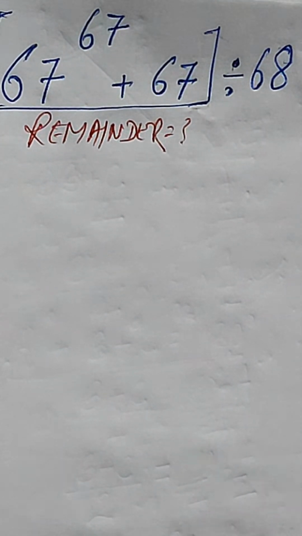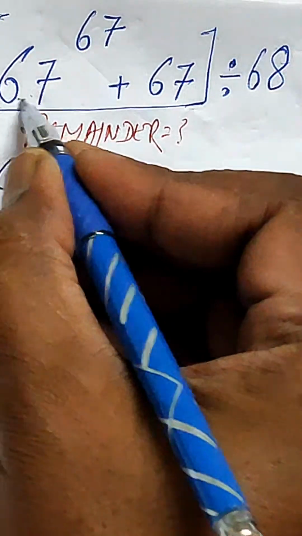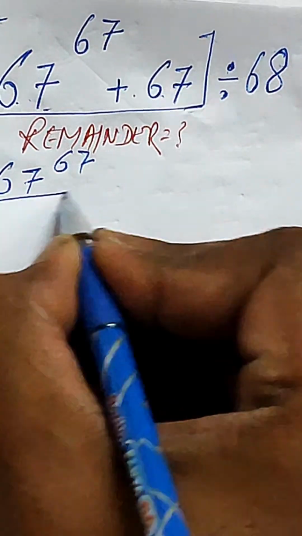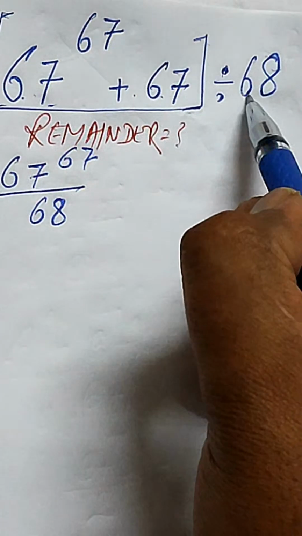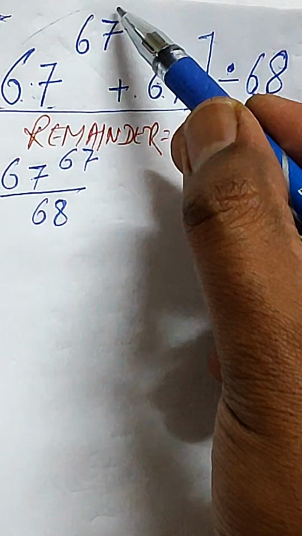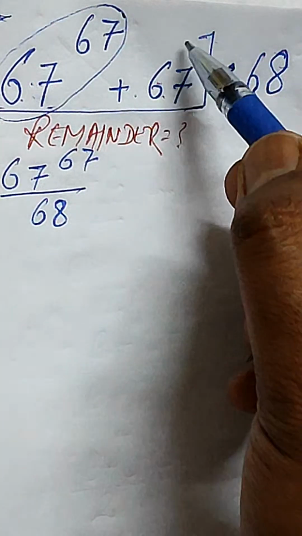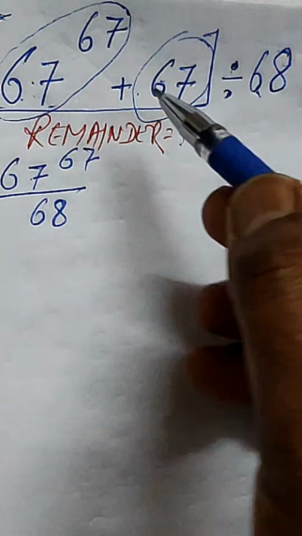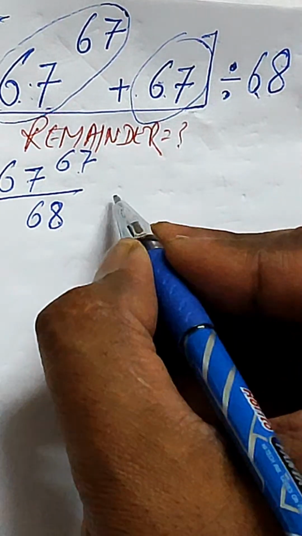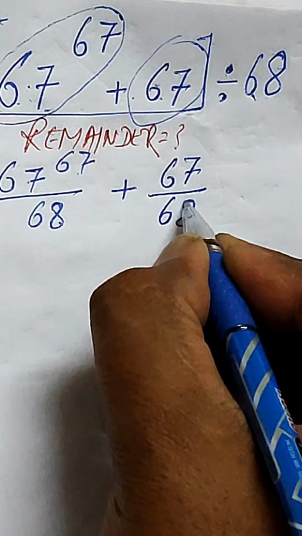Now this is a question from real numbers. So what we will do, just do one thing, divide both these numbers individually, then we can write 67 power 67 divided by 68, isn't it? Because this 68 is dividing both of these terms. This is the first term, and this is the second term, right? So divide it individually, then you can get 67 power 67 divided by 68, plus 67 divided by 68.